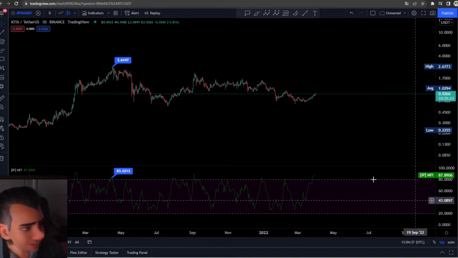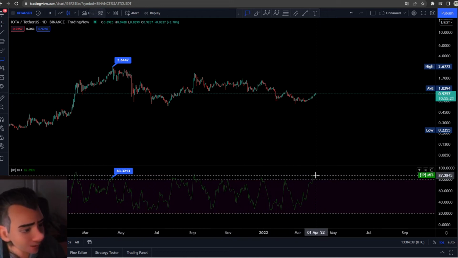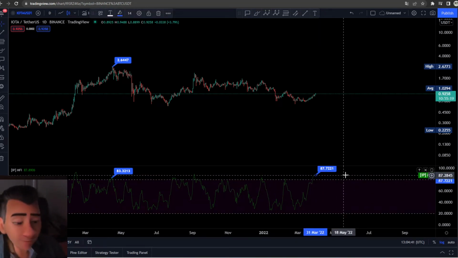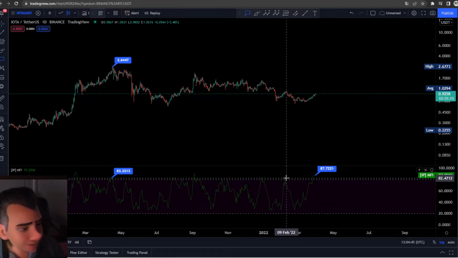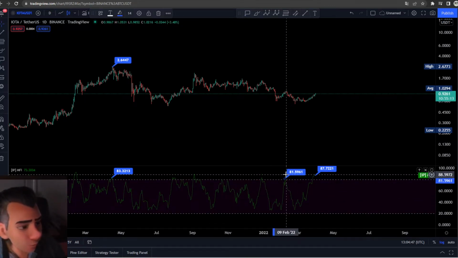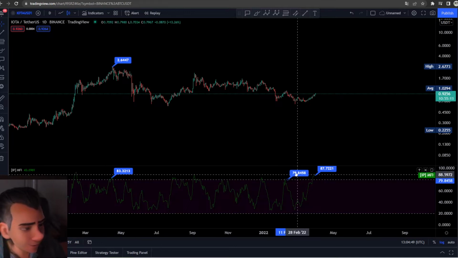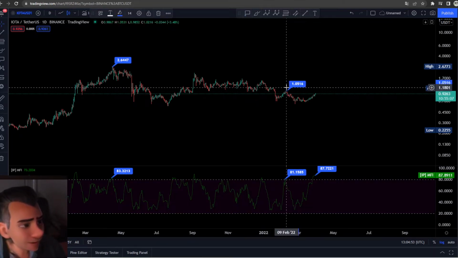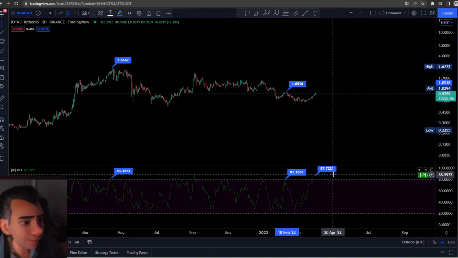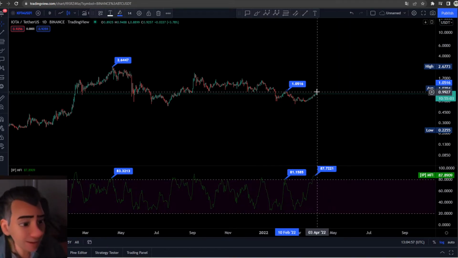Let's zoom up a little bit. Look at this. We are really high with the MFI. We are on 87 points. You know what it means. Every time we reached 80, we went down really hard. Here we reached 81. What happened at this point? We went down really hard. Now we are back again, 87 points.